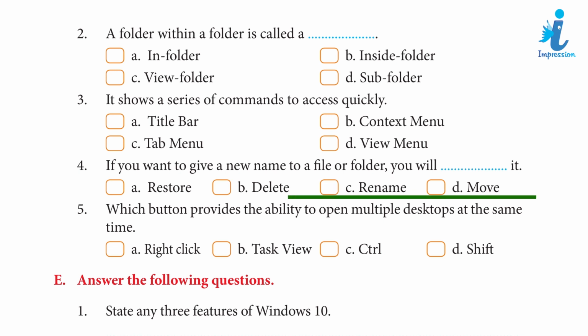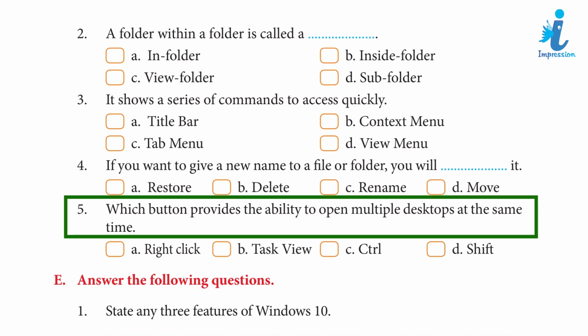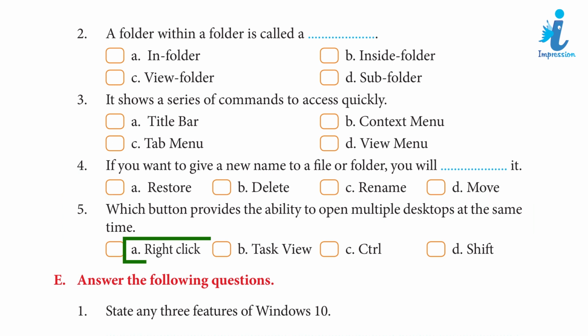5. Which button provides the ability to open multiple desktops at the same time? A. Right click. B. Task view. C. Control. D. Shift. Answer: B.